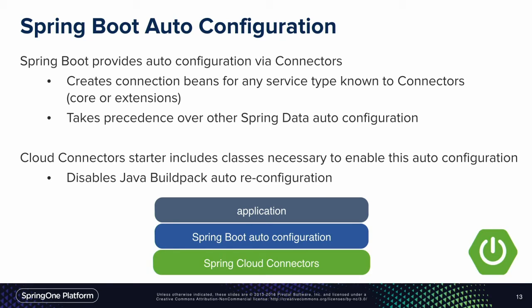Just by pulling in the Spring Cloud Connectors library, like I said, that is all you need to make Spring Boot do this magic. And of course, it disables the Java Buildpack auto configuration. So you may be wondering at this point, why do these two mechanisms exist when they seem to be kind of similar, and maybe the Spring Boot one is a little bit more sane? The answer is for historical purposes.